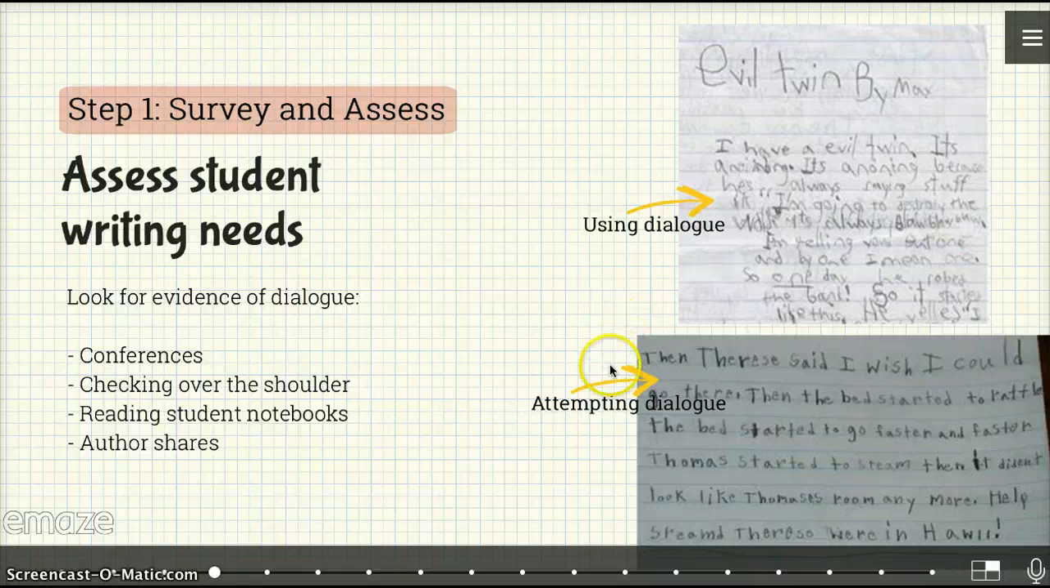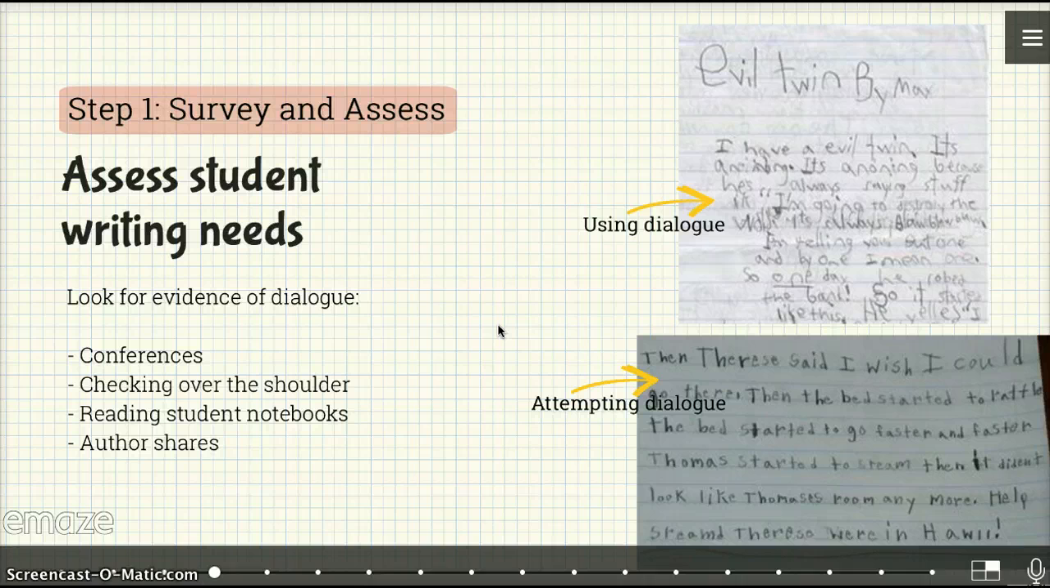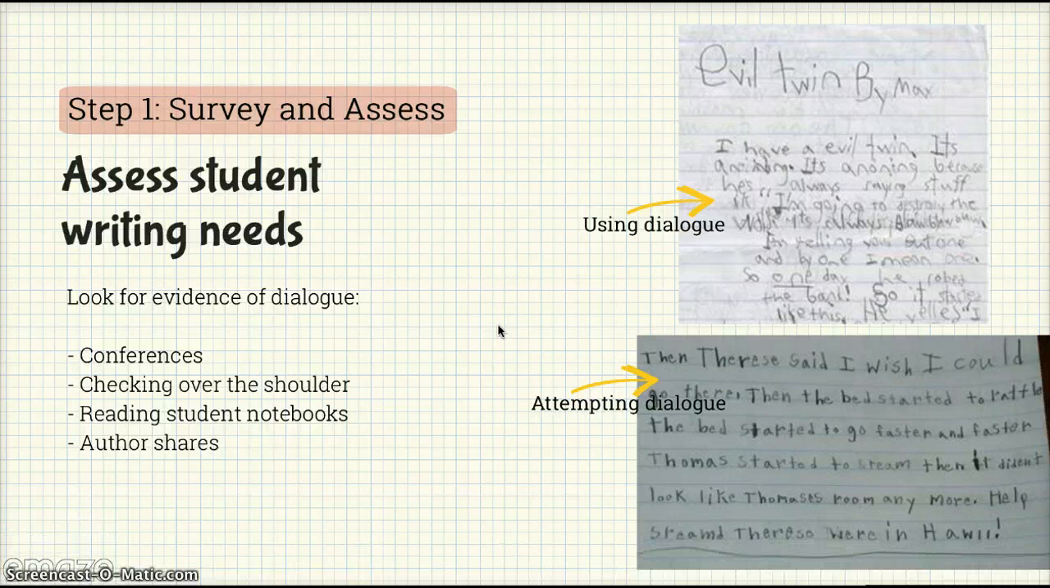With the second author, I can see that this author is trying to add dialogue because I can read, "Then Therese said, I wish I could go there." But I do notice that even though it has a tag, it doesn't actually use quotation marks. This information is helpful to know: Max needs a different mini lesson than my other writer does. And how I would find this evidence is I would talk with students. I would maybe look over their shoulder as they're writing. I might pull some student notebooks to see where they are.